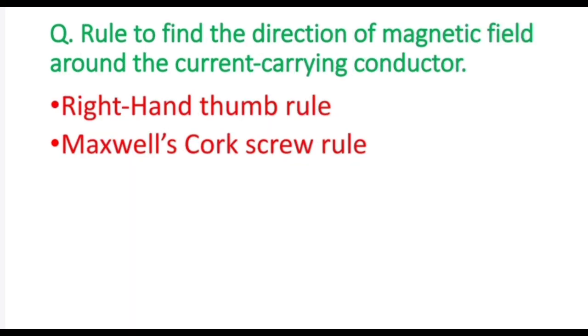What is the rule to find the direction of the magnetic field around a current carrying conductor? The right hand thumb rule can be used, or Maxwell's corkscrew rule can also be used.